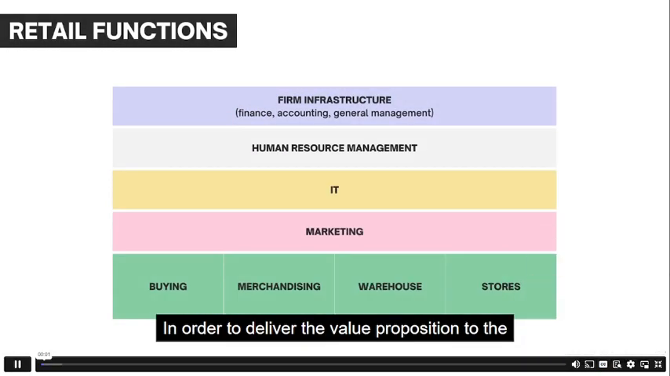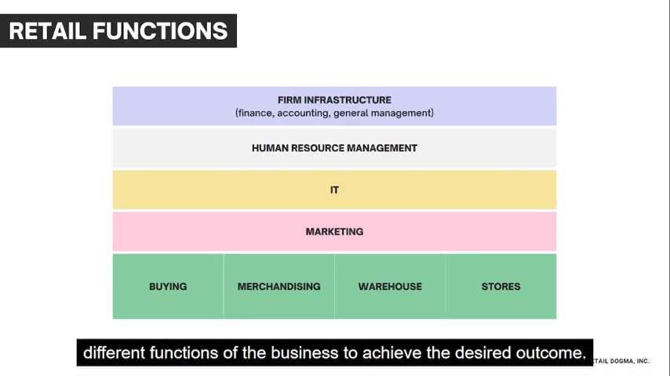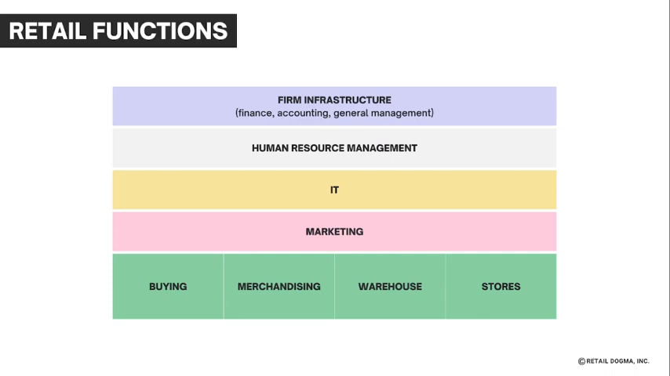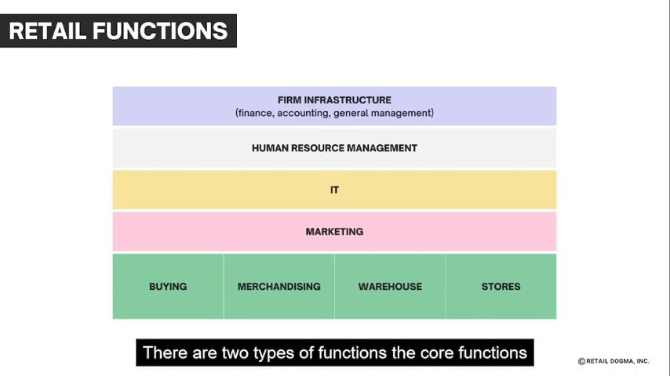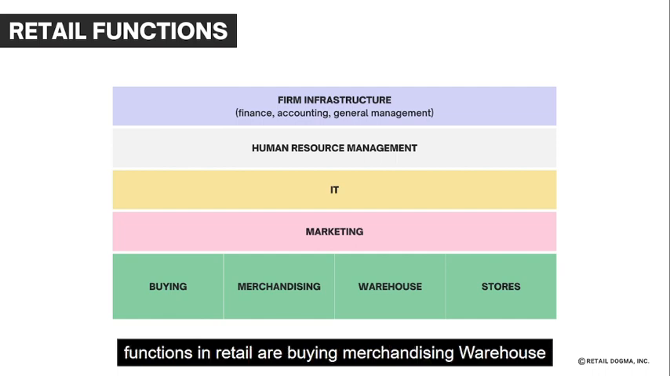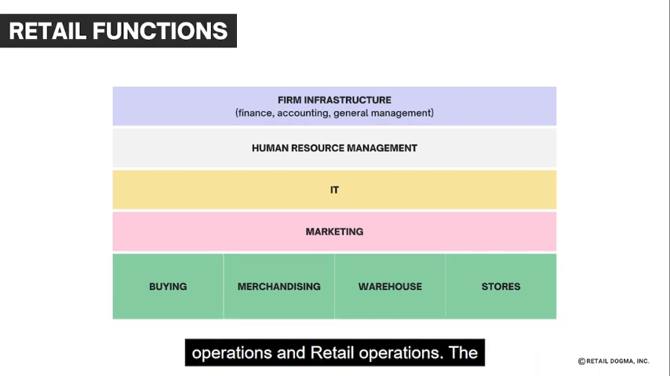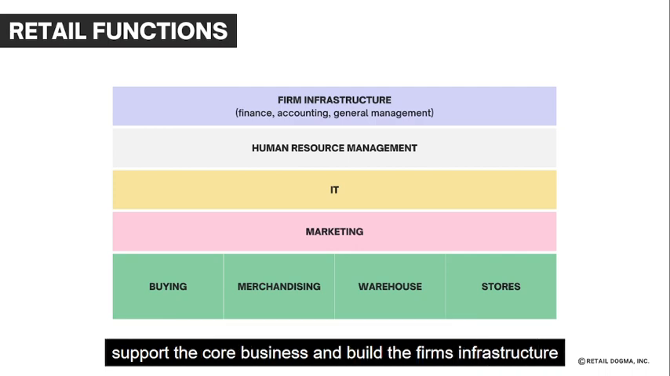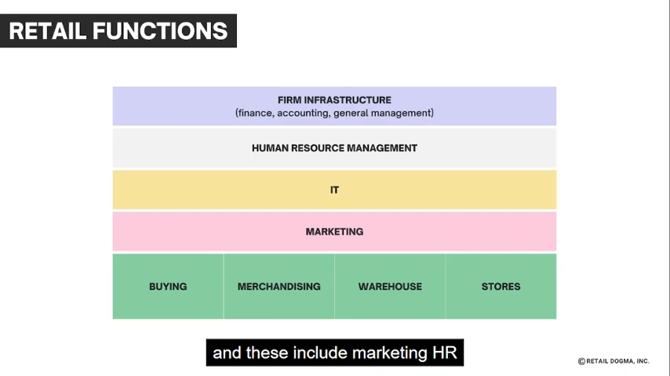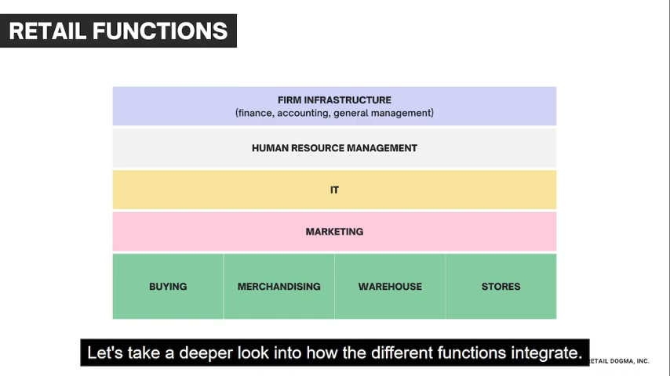In order to deliver the value proposition to the customers, a retail business needs to coordinate the different functions of the business to achieve the desired outcome. There are two types of functions: the core functions and the support functions. The core functions in retail are buying, merchandising, warehouse operations, and retail operations. The support functions are the functions that support the core business and build the firm's infrastructure, and these include marketing, HR, finance, and IT. Let's take a deeper look into how the different functions integrate.